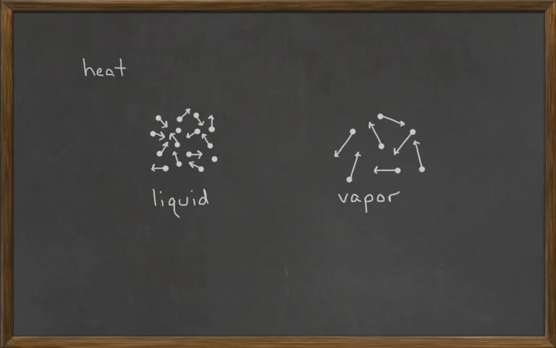So we can go the other way as well. Again, we've got our vapor and we've got our liquid. But this time, we're going to take some of the vapor and transfer it into the liquid phase. So this, of course, is condensation, taking some of the vapor and transferring it into the liquid.